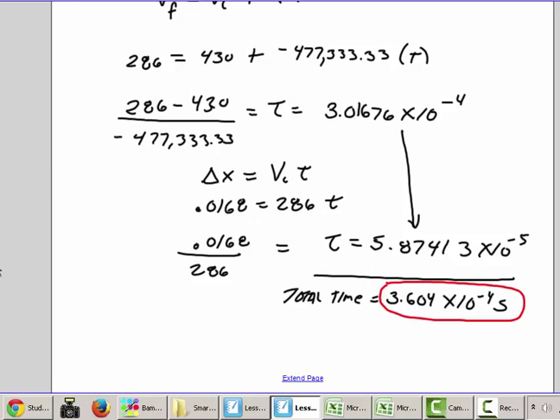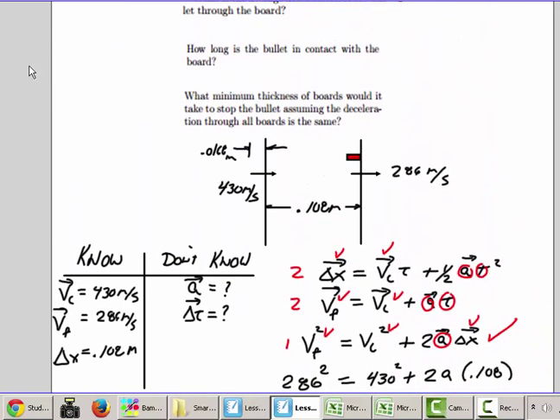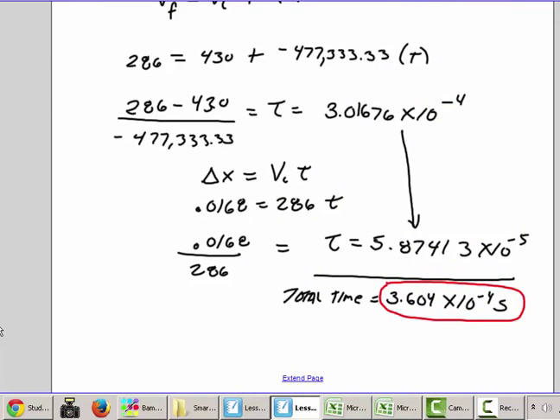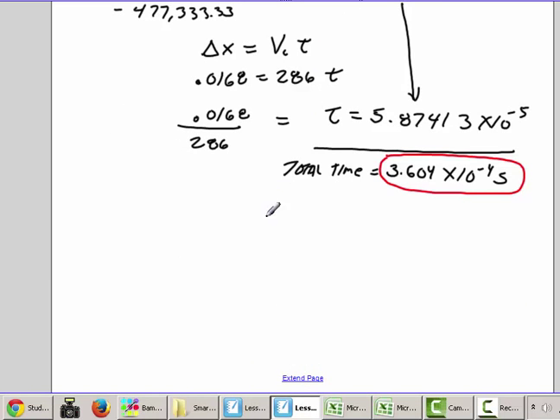All right, so let's go to the last question. The last question says, what is the minimum thickness of board it would take to stop the bullet, assuming the deceleration through the boards is the same? So we want the deceleration to be the same, and we know what the acceleration is. If we wanted to stop it, we'll go back to the equation VF squared is equal to VI squared plus 2 times my acceleration times delta x. VF, we're going to stop the bullet.